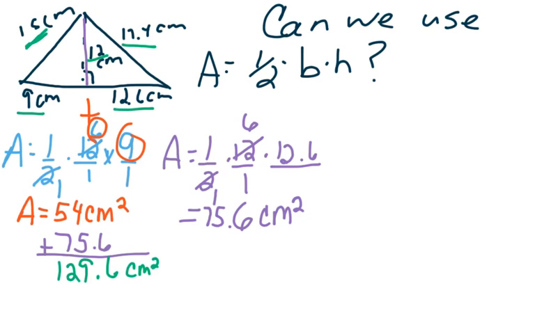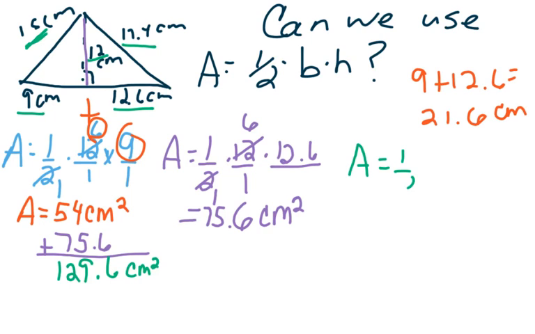Now, if we just do 9 plus 12.6, this is the base here, we get 21.6 for our base, okay? So we have 21.6. So now we're going to use our formula again. We're going to do area equals 1/2, our new base, 21.6, and times our height of 12.